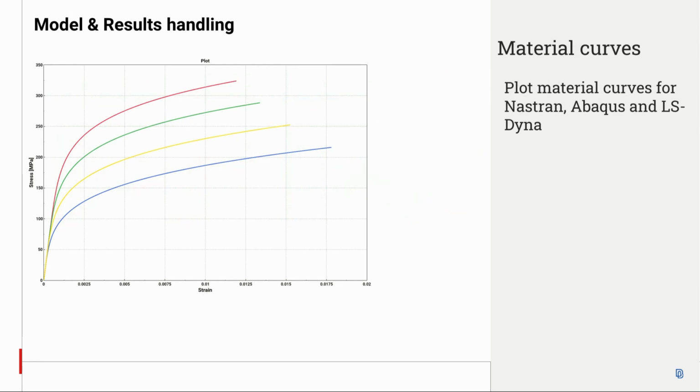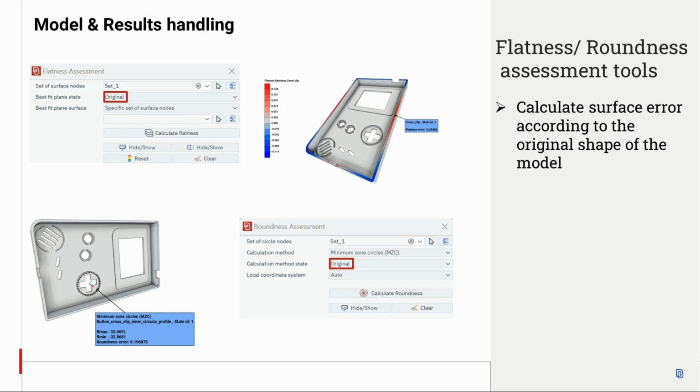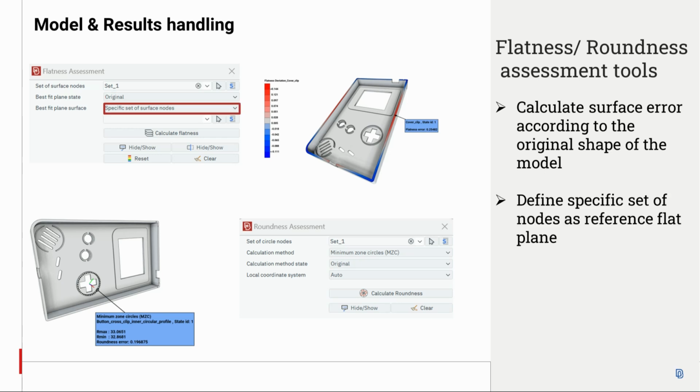Next, we have material curves accessible and plotted in 2D windows through the materials list for Nastran, Abaqus, and LS-DYNA. The option can be found in the context menu of selected materials as long as there is tabular information related to them. Moving to manufacturing tools, we have added the possibility to calculate flatness and roundness error according to the original shape of the model. In addition, in the flatness toolbar, the best fit plane is calculated according to a specific user-defined surface. This surface is considered as the reference planar surface to evaluate the flatness error.